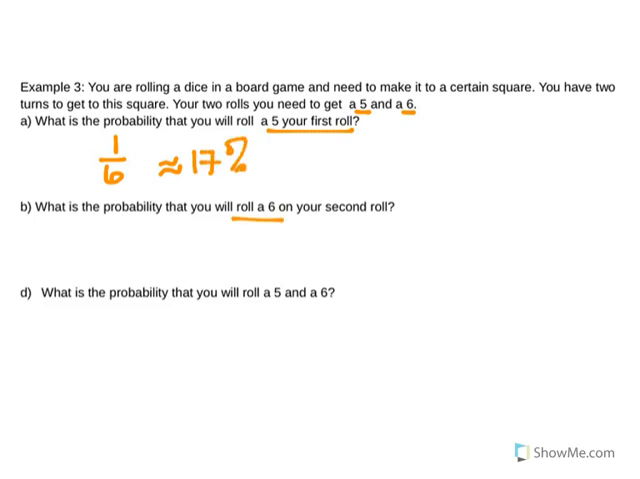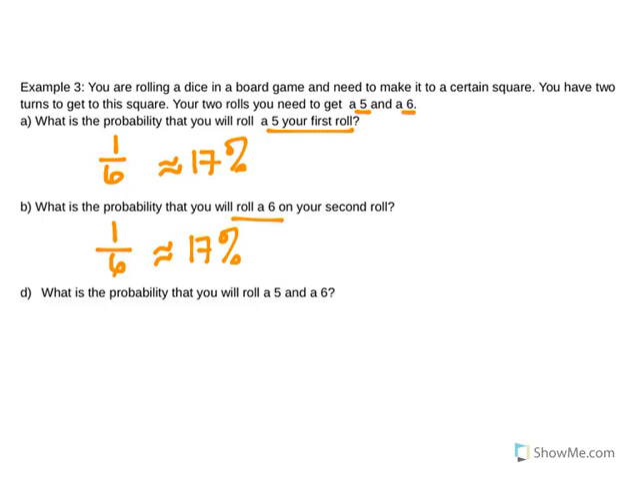On our second roll, we want to get a 6. So there's one way to get 6, but there's still 6 faces on the die. So this one is a little different from the last one because our total doesn't change because we're not actually taking anything away. Dice will always have 6 sides on them, and that will never change. So our second roll will be 17%.